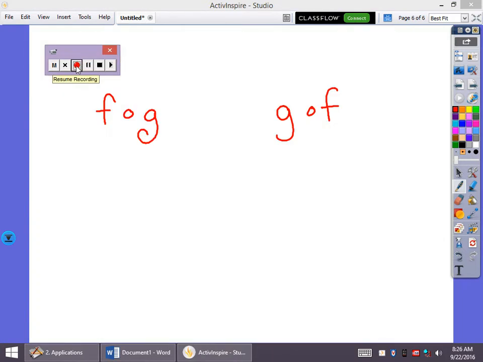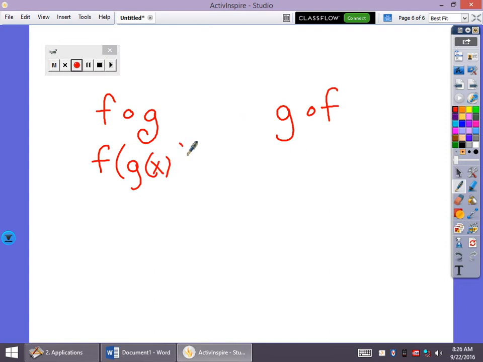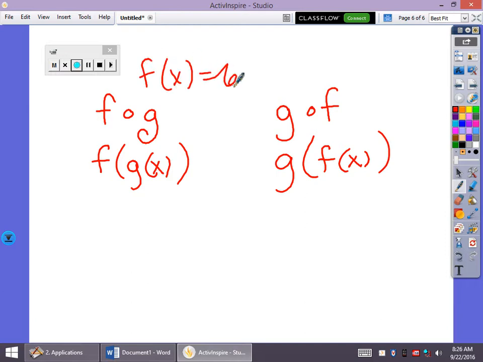All right. Okay, so this means with the open circle, f of g of x is the same as this, and this is the same as g of f of x. All right? So, f of x happens to be 6x squared, and g of x happens to be 14x plus 4.